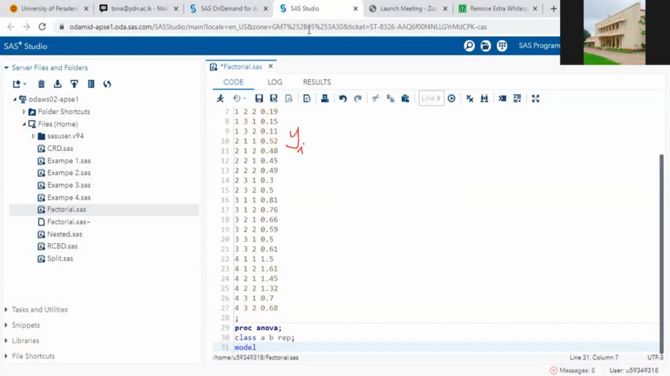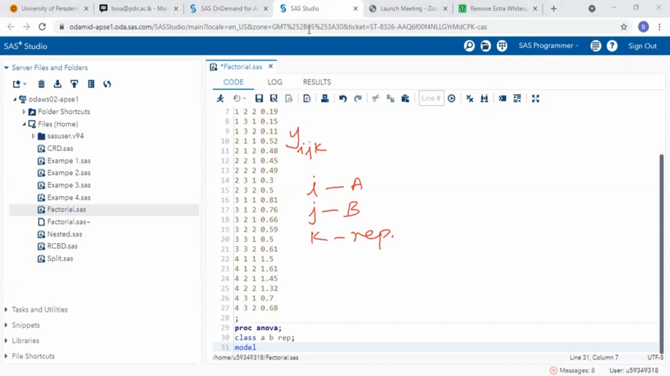Tell me, what is the model for the two-factor factorial? Because based on the model only, we can write the model in the SAS. Y_ijk. I, J, K. So we can take I as factor A, J as factor B, and K as replicate. You can take any form, right? So I'm taking the simple form.